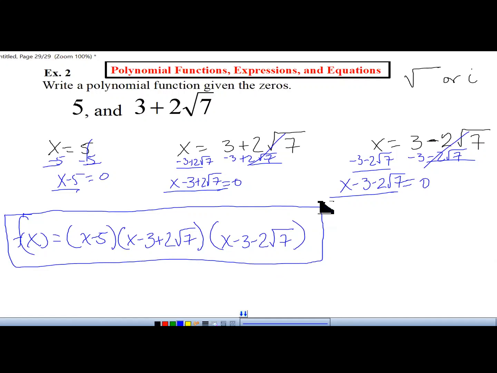So if you notice, we basically just went backwards. Do you guys notice that? We started with zeros, just a number. We set it equal to x, and then we set it equal to 0 by isolating the x and whatever number was with it. And that's how we are able to write our factors, okay?